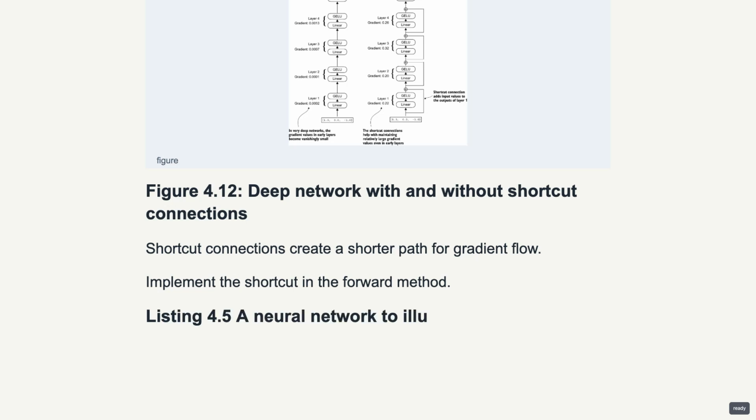This model is built to isolate the effect of skip connections. It uses the same layer pattern throughout, so the difference between the two runs comes from the shortcut path itself.